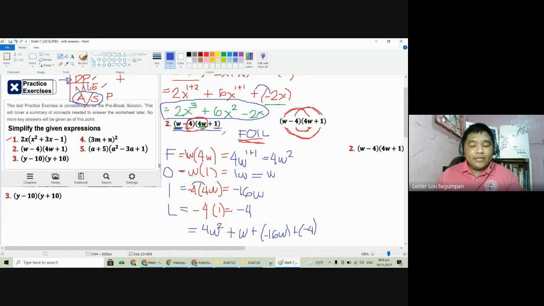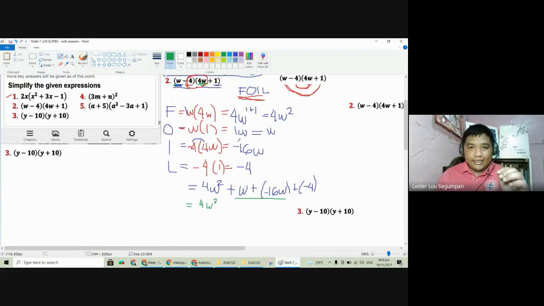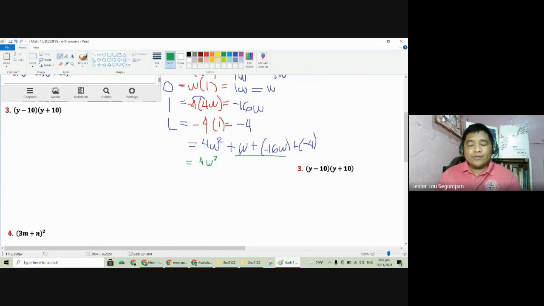But we need to consider if there are terms that can be combined. I'm talking about terms with the same literal coefficients. The first term is w squared. It doesn't have any other pair, so it stays as it is. You have here 4w squared. But the second and the third terms, the products of O and I, could be combined as they share the same literal coefficient. And when we do that, do not add the exponents at this point because we are just adding or subtracting. The adding of exponents is already done here. So we are just going to add or subtract following the concepts in the previous video. You might want to review on that.